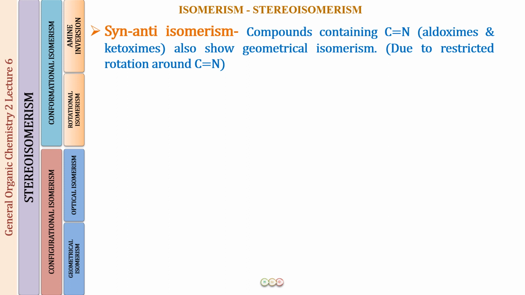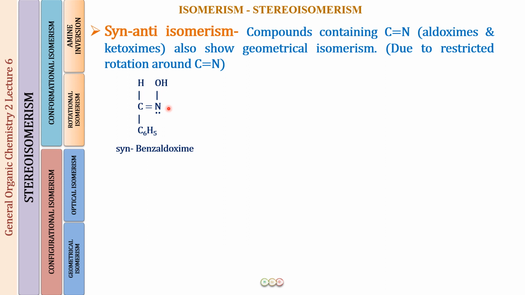Fine. Now, as far as the Syn-Anti isomerism is concerned, you all have seen the compounds which have carbon-carbon double bond structures exhibiting geometrical isomerism. Now we have a carbon nitrogen double bond. So the compounds which contain a carbon nitrogen double bond can also show geometrical isomerism. And these compounds are going to be aldoximes and ketoximes. Why do they show geometrical isomerism? This is again because of the restricted rotation around the carbon nitrogen double bond. So if you look at this one example, this is benzaldoxime. So here what you can see is that we have a carbon forming a double bond with a nitrogen.